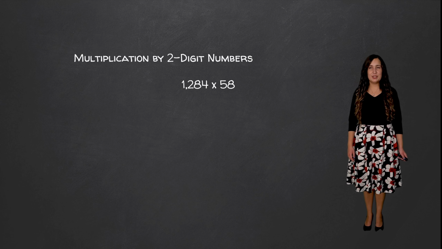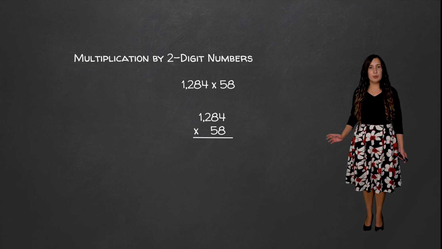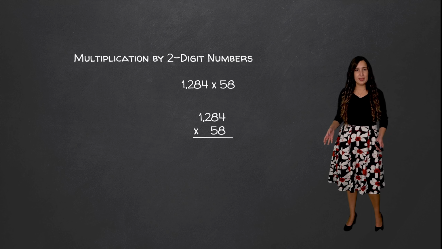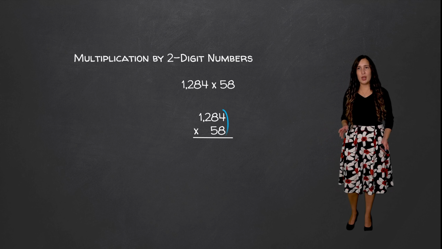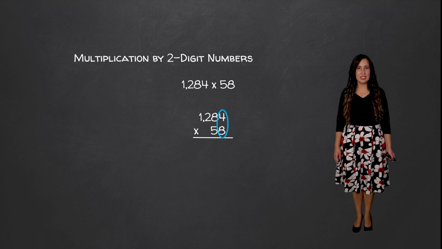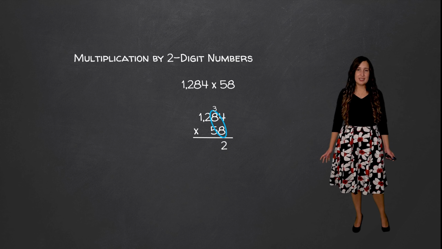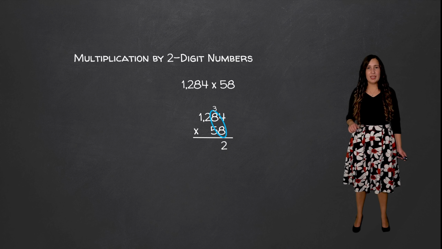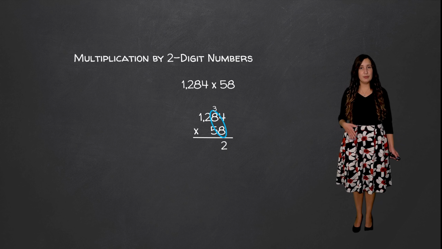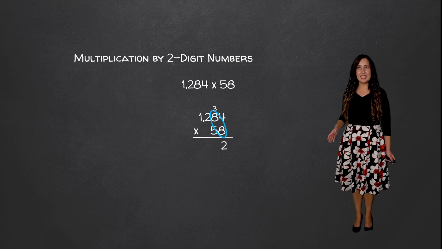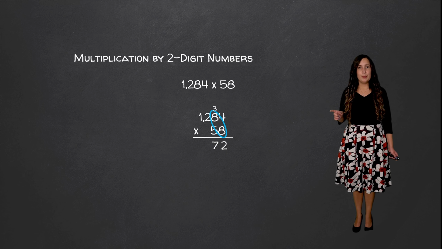Here we have 1,284 times 58. When we write this vertically, we write the number with the most digits on top, and we're going to do the same thing. So we're going to start off with the 8 in 58, and then the 5. So 8 times 4 is equal to 32. Bring down our 2, carry over a 3. Then we're going to do 8 times 8, which is equal to 64. And be mindful that we carried over a 3, so we do have to do 64 plus 3. 64 plus 3 is 67. Bring down our 7, carry over our 6.